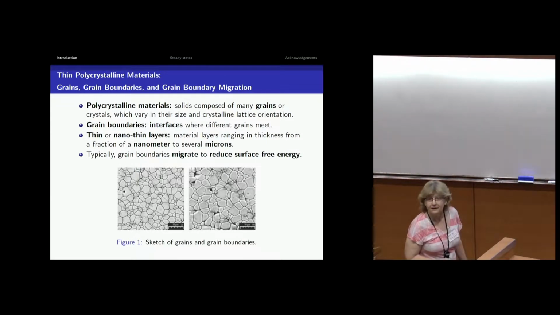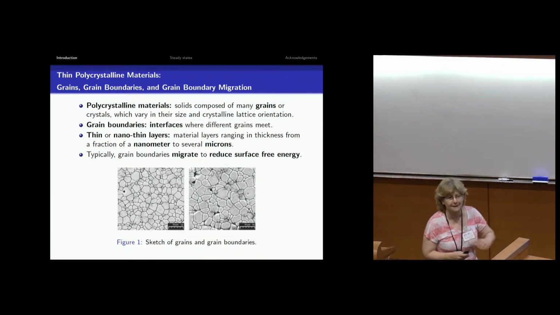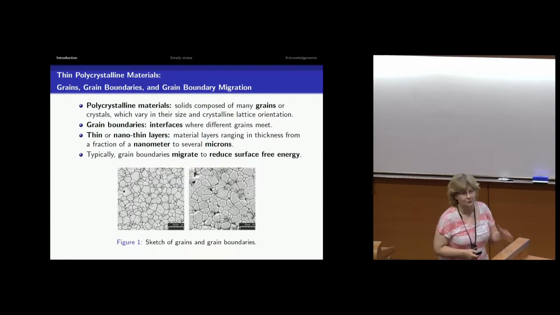So though we've heard various details now, in particular from my colleague Eugene, here again we see some older pictures. Polycrystalline materials, these are solids with many grains. Grain boundaries, those are the interfaces where grains meet. Thin, nano-thin layers, those are from a nanometer to several microns. And typically the grain boundaries migrate to reduce surface free energy. And we heard from Eugene many, many more complicated situations.